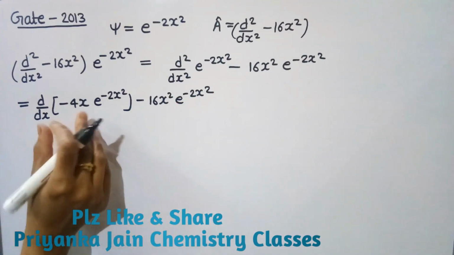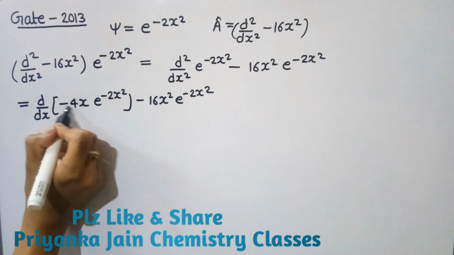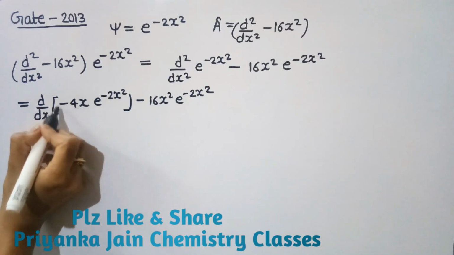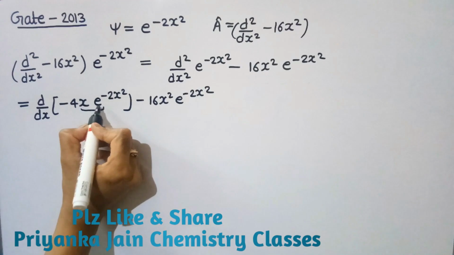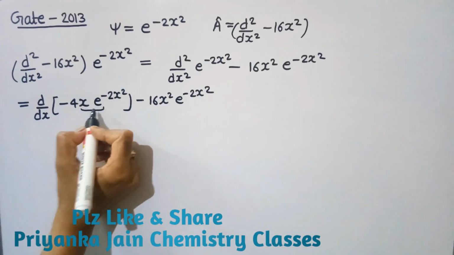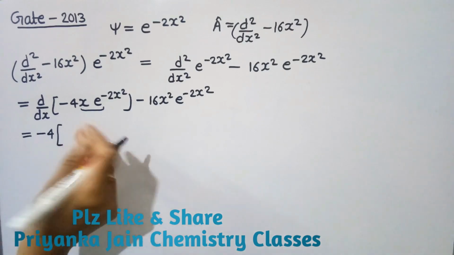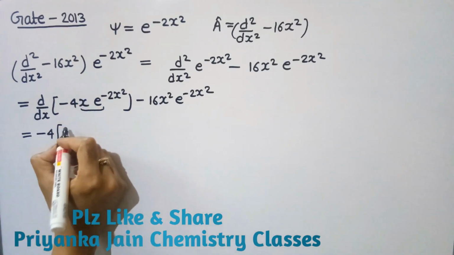Okay, now we have to do its differentiation again, and we can take this minus 4 outside the differentiation term because it is a constant. So we have to do the differentiation of this product x e to power minus 2x square. We know the technique for this. I have already told you the technique in our video of the differentiation, so you can watch there.